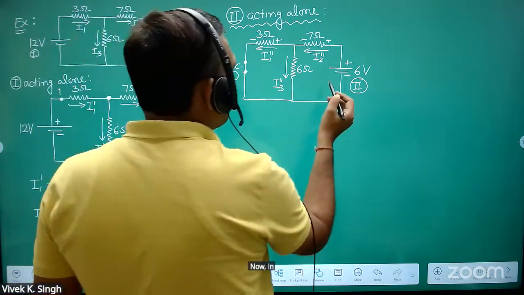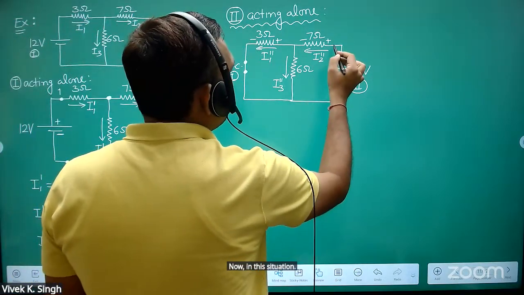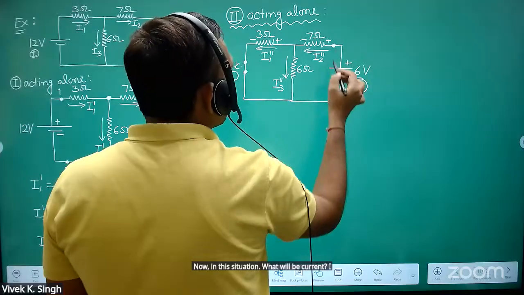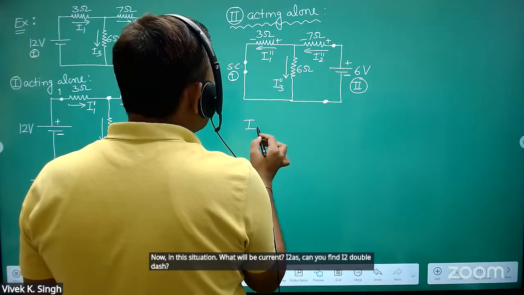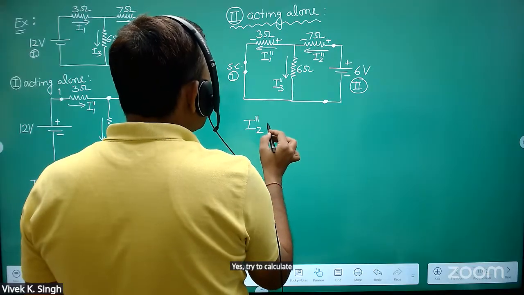Now in this situation, what will be the current I2 double dash? Can you find I2 double dash? Yes, try to calculate I2 double dash.